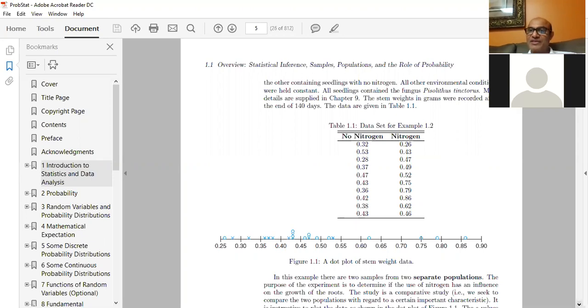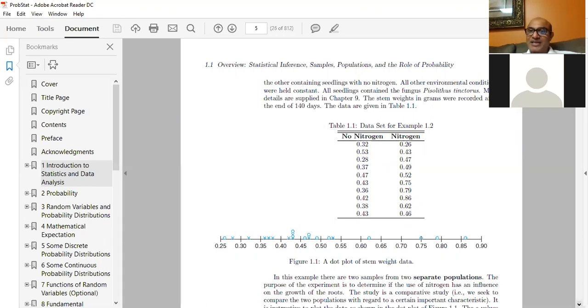All seedlings contain the fungus that is given over here, Pisolithus tinctorius. Just forget it, it's just the name of the fungus. We are not concerned about it. More details are supplied, and we are going to see this in detail in chapter 9. Guys, please keep in mind this thing. Whenever I take some examples, don't think that I'm taking that example randomly. Mostly the illustrative examples which I'm going to take, you will find very frequently in our subsequent chapters. I'm not going to take all the examples from the illustration, I'm going to take some of them. And once I take an example, just keep in mind that it has its own importance for the further study.